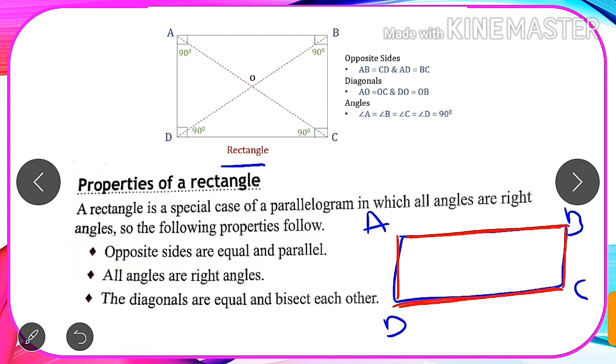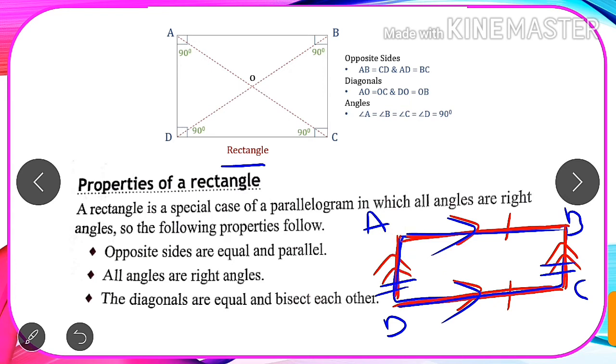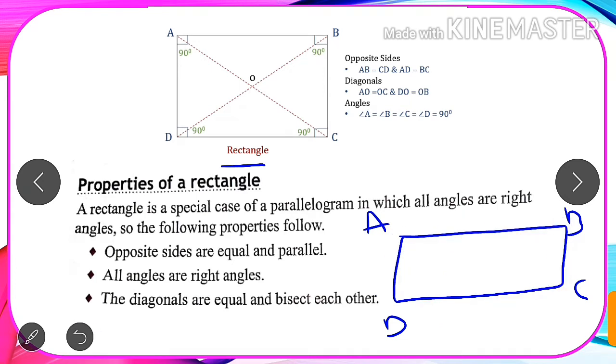Similarly, we need to know that AB will be parallel to DC, meaning these two sides will be parallel to each other. Similarly, this side will be parallel to the opposite side BC. So we have learned that the opposite sides will be equal, and that AB will be parallel to its opposite side DC, and AD will be parallel to BC. The next important property of rectangle is that all the angles of a rectangle will be 90 degrees, meaning angle D, angle C, angle B, angle A, all these angles are 90 degrees each.